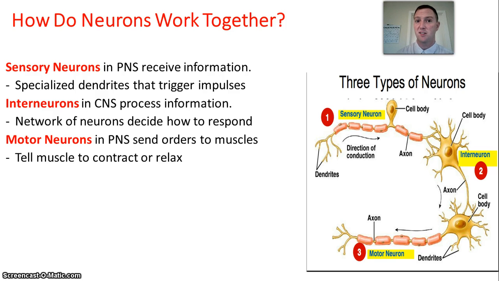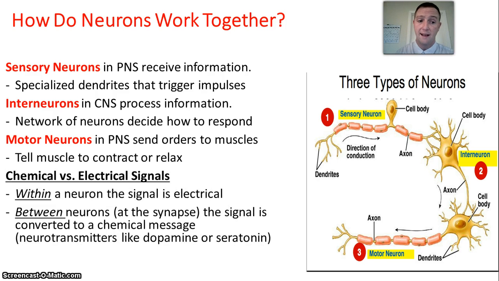Think of your muscles as your motor. Motor neurons are the nerves that talk to the muscles and control them, tell them whether to contract or relax. Now, this is a good time to bring up the whole idea of chemical versus electrical signals. The next lesson, when we talk about hormones and the endocrine system, is going to be about chemical messages. But you need to understand the nervous system also has chemical messages.